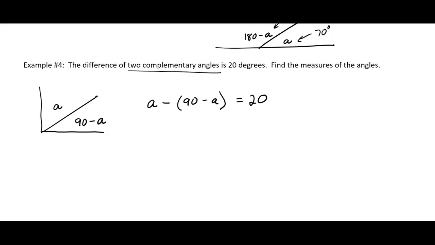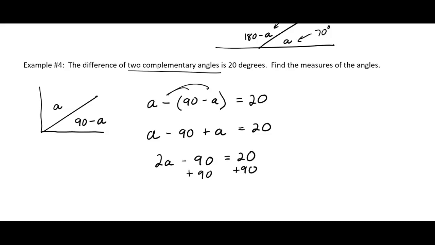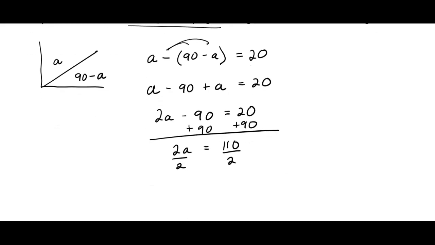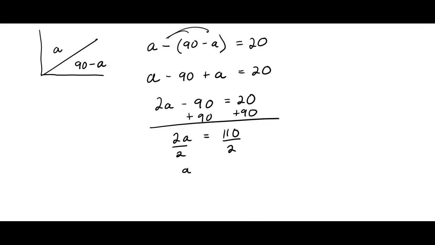Okay, so we distribute this minus sign here: A minus 90 plus A, because you have minus and minus. A plus A is 2A. Now we're getting somewhere. I'm going to add the 90 to both sides. So I have 2A equals 110, and then I've got to divide by 2. I hope you're stopping the tape and practicing solving these equations. It's a good idea.